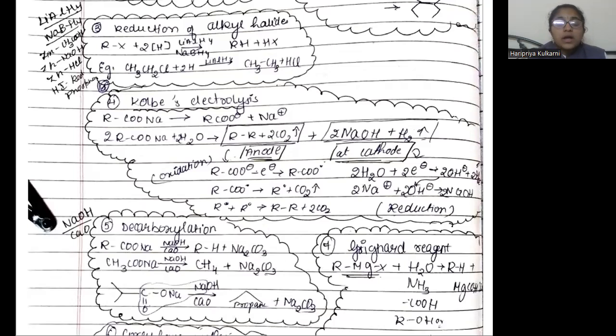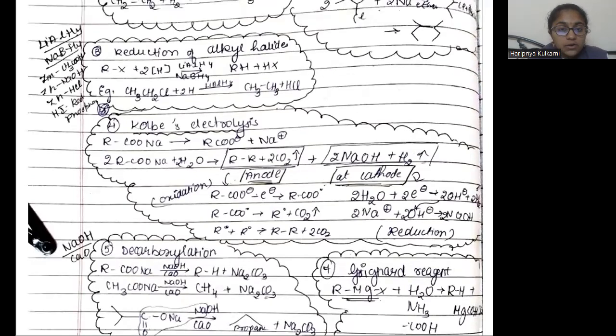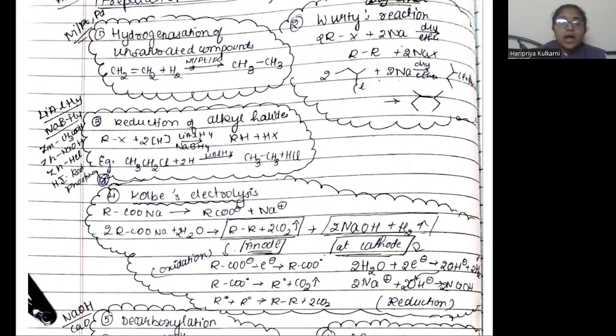Coming to the third one, reduction of alkyl halides, that is RX plus 2H. Here I am adding 2 hydrogen atoms, while in hydrogenation, we added a hydrogen molecule, H2, right? So here the reagents are LiAlH4, or you can use NaBH4, or zinc in the presence of CH3COOH, right? So what you will get is RH plus HX.